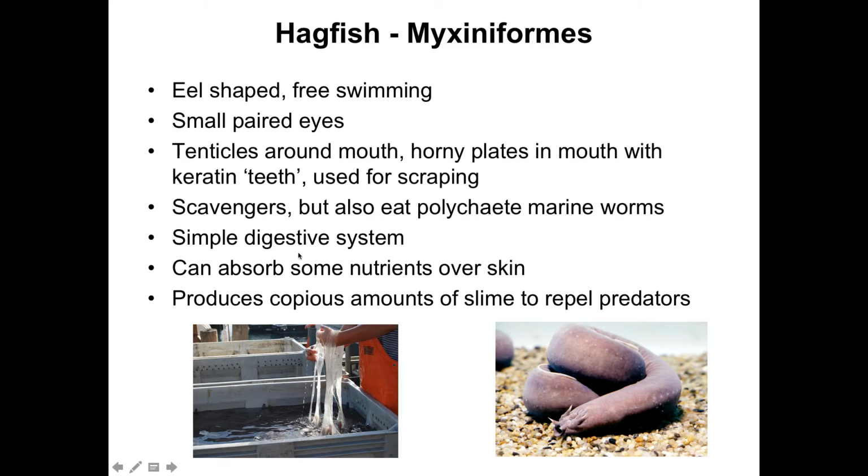They're scavengers, so they also eat some worms. Very simple digestive system, which is typical of the scavenging, and they can also absorb some nutrients over the skin, and they have this characteristic defensive mechanism of producing copious amounts of slime all of a sudden, and that can readily fill the mouth of a small shark that might want to eat them, and it's an effective anti-predator mechanism.